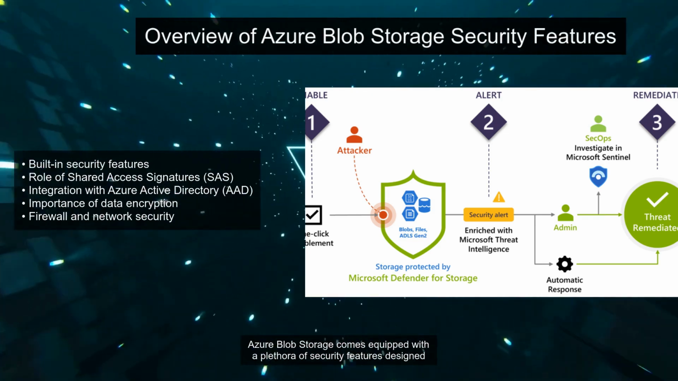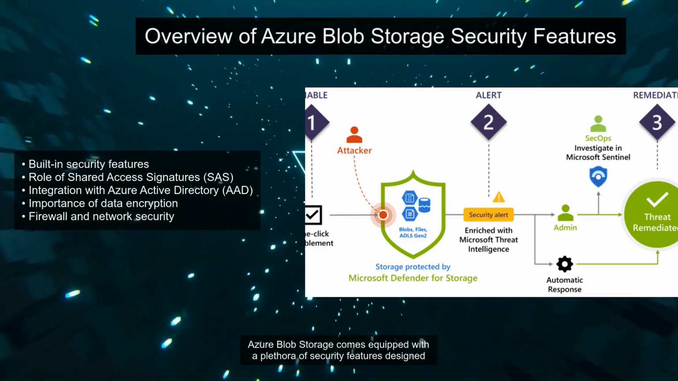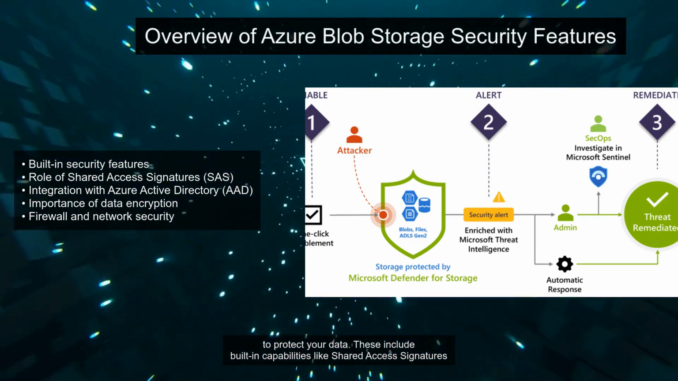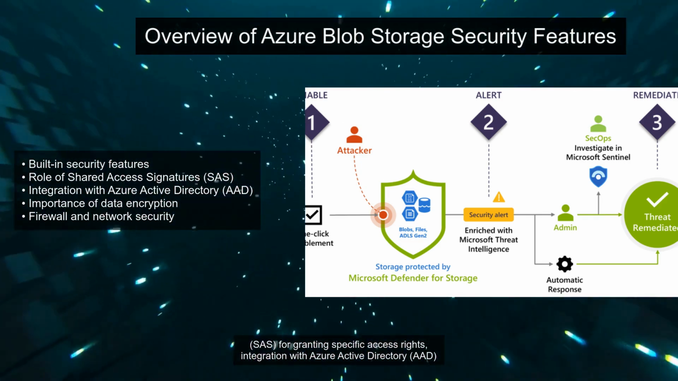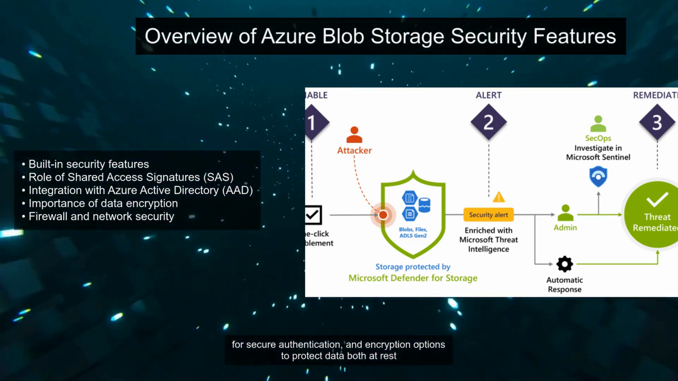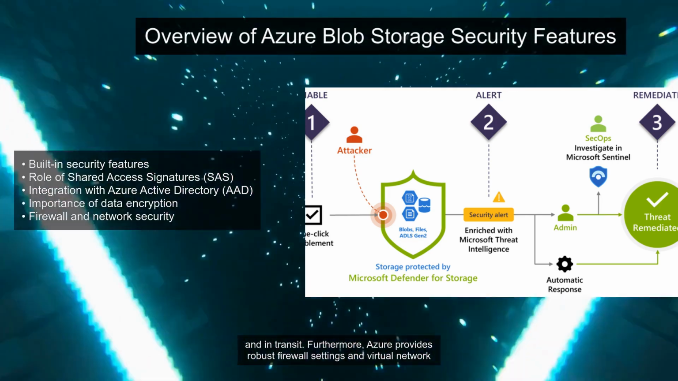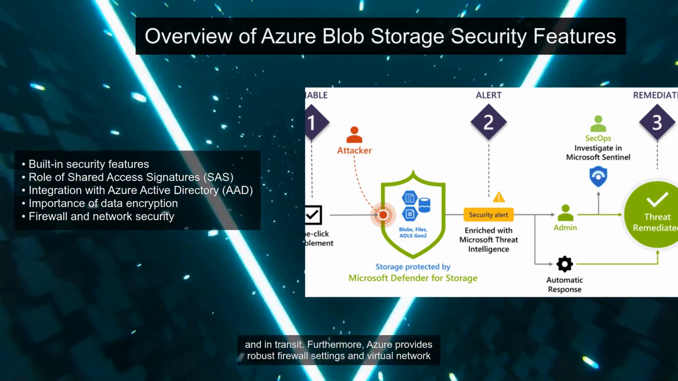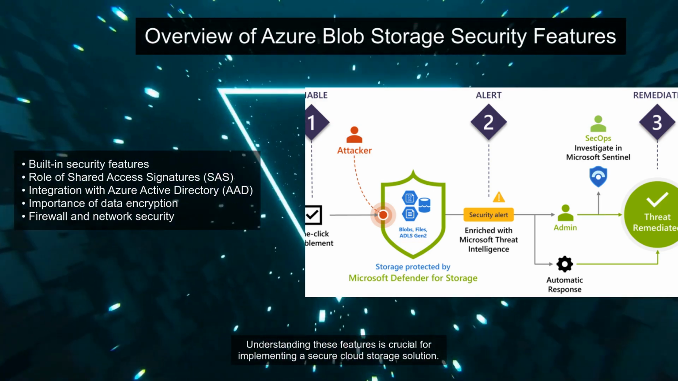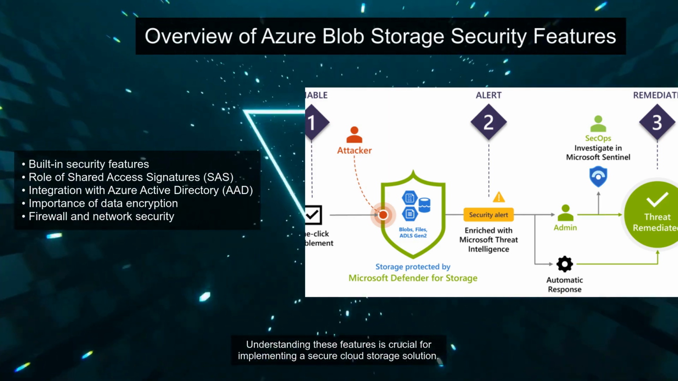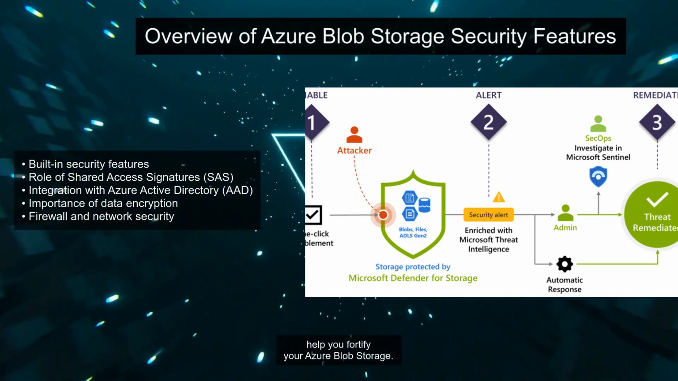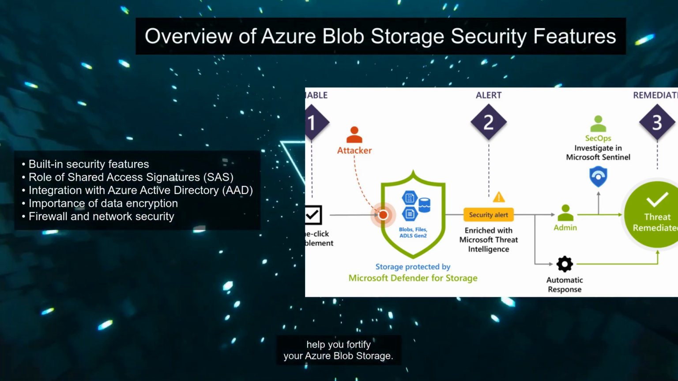your data effectively. Azure Blob Storage comes equipped with a plethora of security features designed to protect your data. These include built-in capabilities like shared access signatures, SAS, for granting specific access rights, integration with Azure Active Directory, AAD, for secure authentication, and encryption options to protect data both at rest and in transit. Furthermore, Azure provides robust firewall settings and virtual network configurations to ensure that only trusted sources can access your blob storage. Understanding these features is crucial for implementing a secure cloud storage solution. Throughout this video, we'll dive deeper into each of these aspects to help you fortify your Azure Blob Storage.